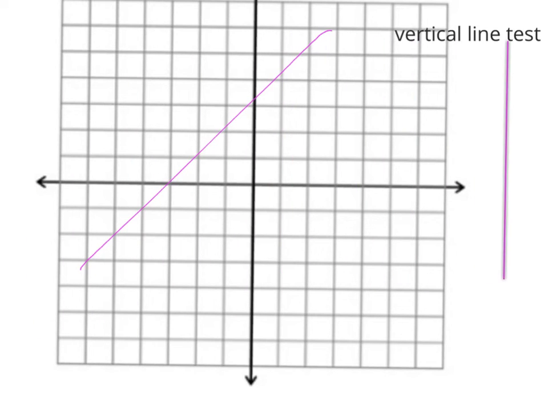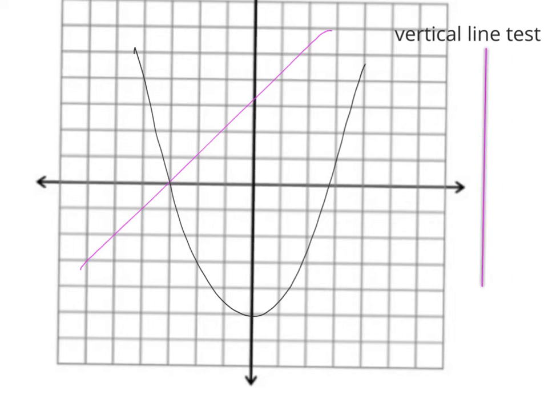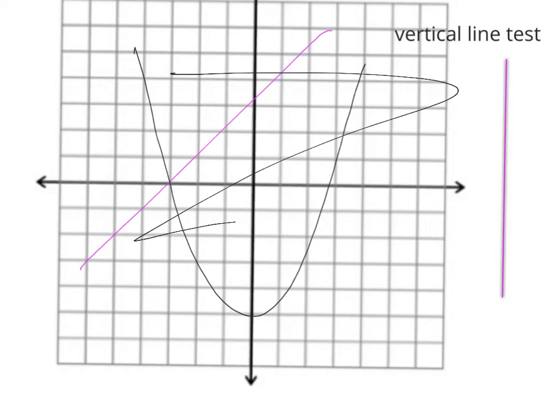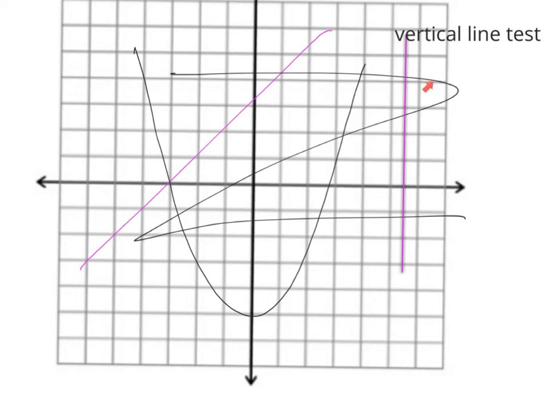Allow me to draw some other graph. This is our parabola graph. If I take this vertical line, you can see it intersects the parabola only once, anywhere. Therefore, this parabola is a function. I'm drawing another graph here. If I put a vertical line, you can see this graph intersects at more than one point. It intersects here and here. Therefore, this graph is not a function. So the vertical line test means if the vertical line intersects the graph only once, then it is a function. If it intersects at more than one point, it is not a function.